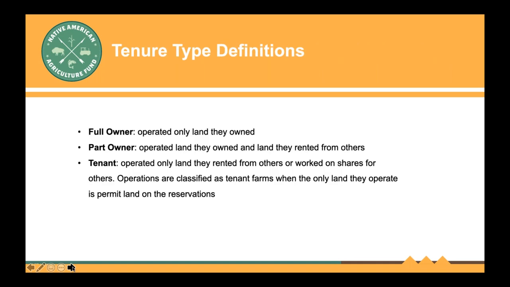The next thing I'm going to talk about is the tenure type, but I wanted to give some definitions beforehand. The full owner operated only land that they own. Part owner operated land that they own and land that they rented from others, or in this case, leased from the tribe or individual allottees. The tenant operated only land they rented from others or worked on shares for others. These operations are classified as tenant farms when the only land they operate is permit land on the reservations. This is important to study because of the complex history of Indian land and land tenure and how that impacts tribal and native ag today. We need to learn more about it so we can teach more about it and get the accurate facts out there to everybody.